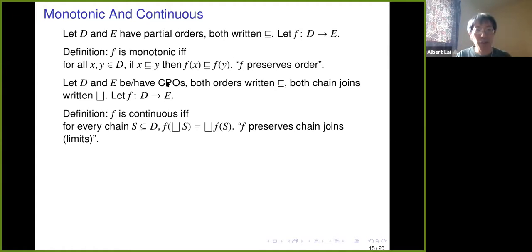Now suppose that D and E satisfy a stronger requirement. They have to be CPOs now, because I will be talking about chain joins on both sides. And so suppose I have a function from D to E. So monotonic is the nice kind of function you expect if you know that your domain and codomain are partial orders and you don't know anything further. So what about the nice kind of functions for CPOs, which furthermore have the promise that every chain has a join, and you also have least elements?